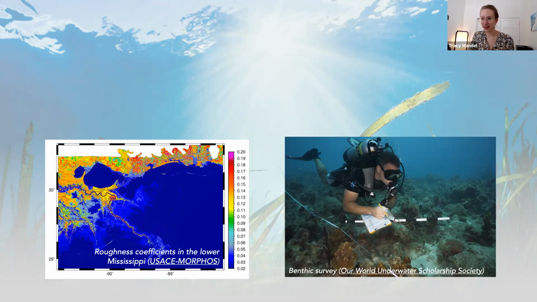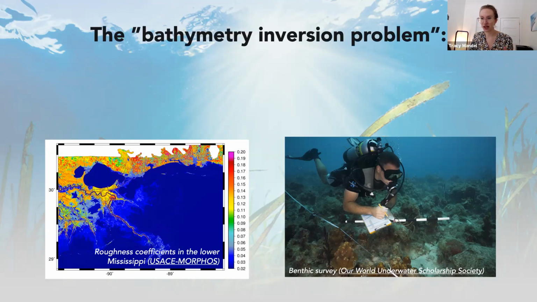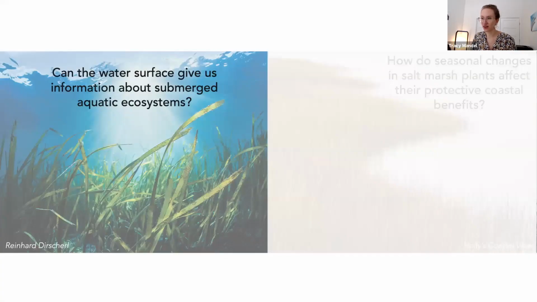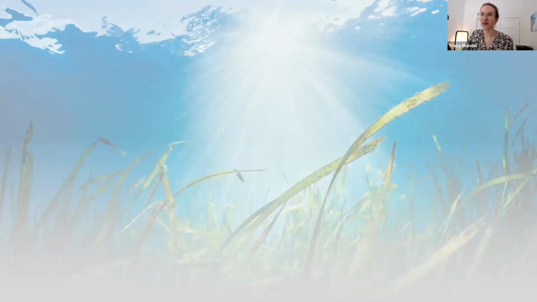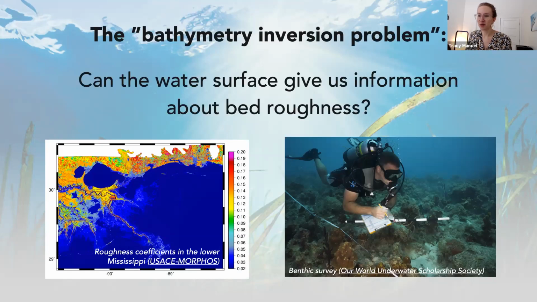So the question that I addressed during my PhD was, what if we could tell what is below the water, regardless of water column characteristics, just by measuring the water surface? The focus of my PhD work was this bathymetry inversion problem, which asks: can the water surface give us information about aquatic ecosystems, about bed roughness, or, as someone interested in the interaction of fluid mechanics with ecology, information about aquatic ecosystems like seagrass?